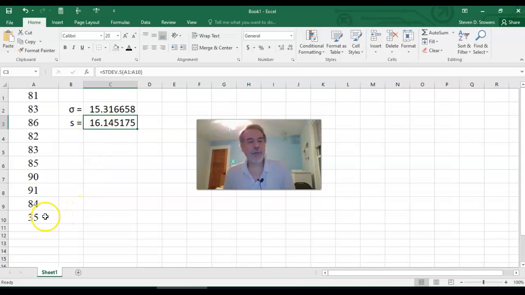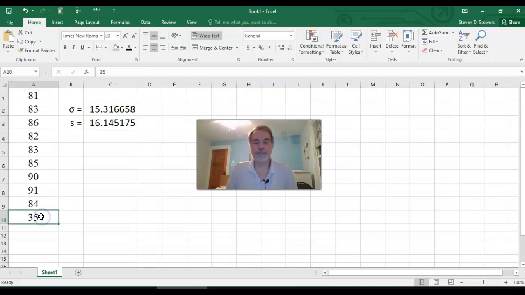And as an experiment, let me go in and change this 35 to maybe an 85, so it's a lot closer to all the other numbers there. So I'm changing the 35 to an 85, and look what happened to the standard deviation. It went way down. Now it's more like 3 point something instead of 15 or 16 point something. Because now all of these numbers are a lot closer together.